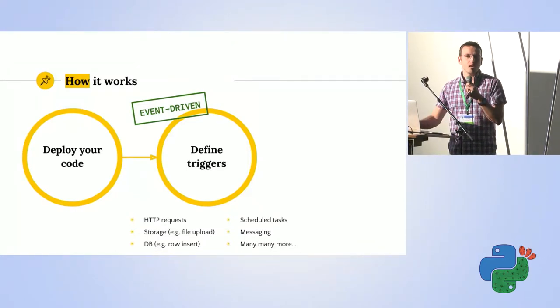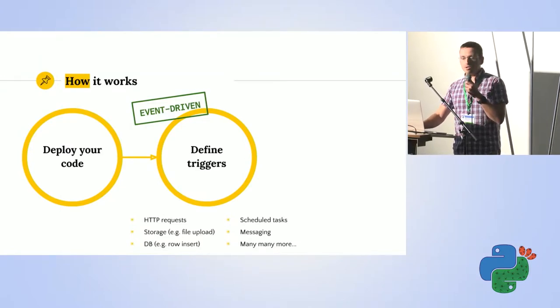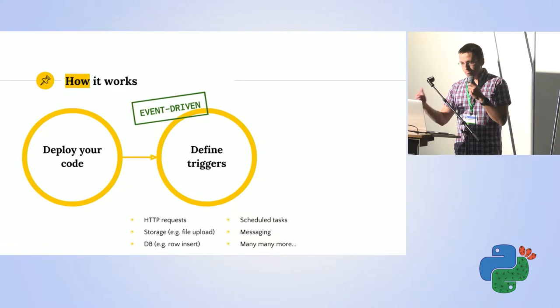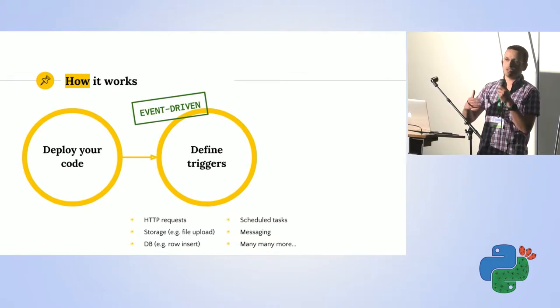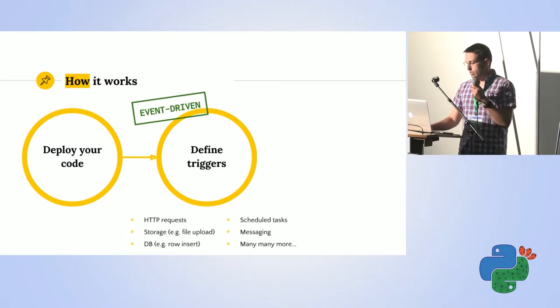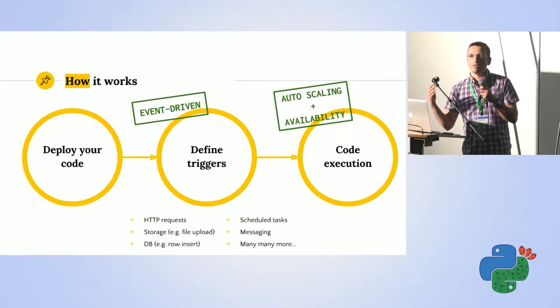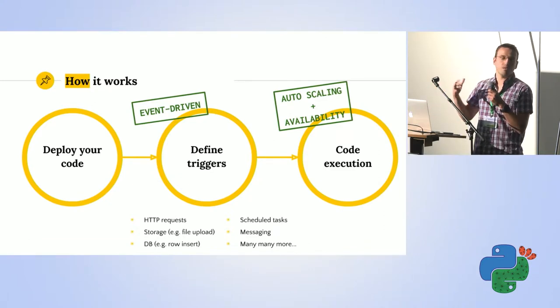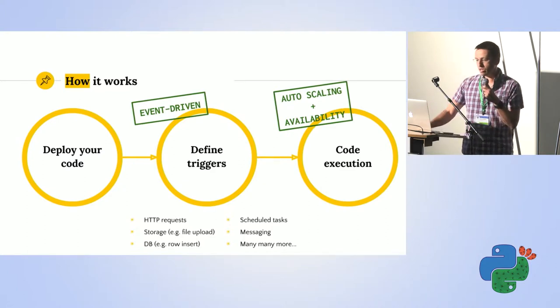And there are many other events that can trigger your functions. And every month there are new integrations that can provide new events. Once you have defined this trigger and the event happens, the code will be executed. You don't need to handle scaling, you don't need to handle availability, you get it from the cloud provider.